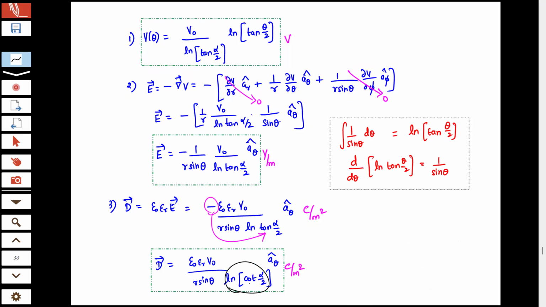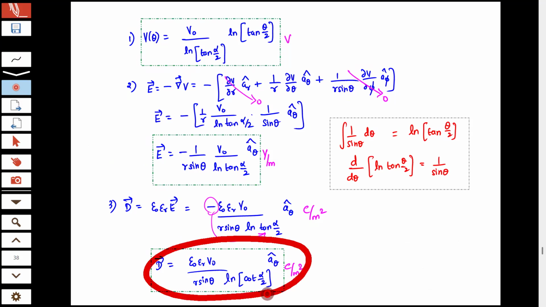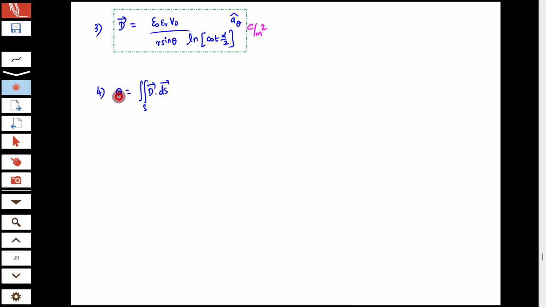So thereby the expression for D vector is epsilon naught epsilon r V naught by r sine theta ln cot alpha by 2 in the direction a theta, with the unit coulomb per meter square. Now with this D vector, we will be finding the charge. So the charge Q can be estimated as the surface integration of D over the area.